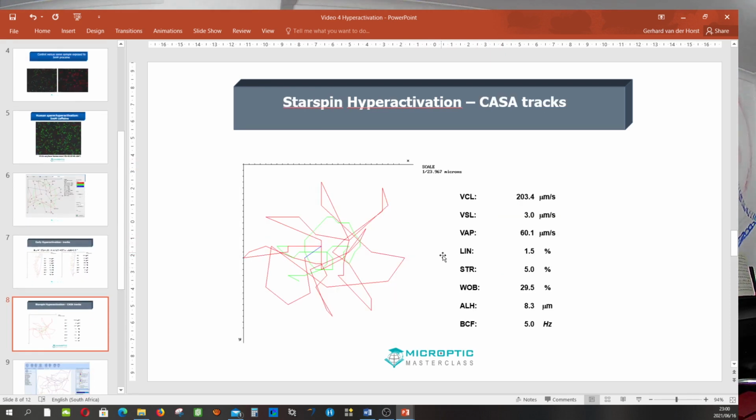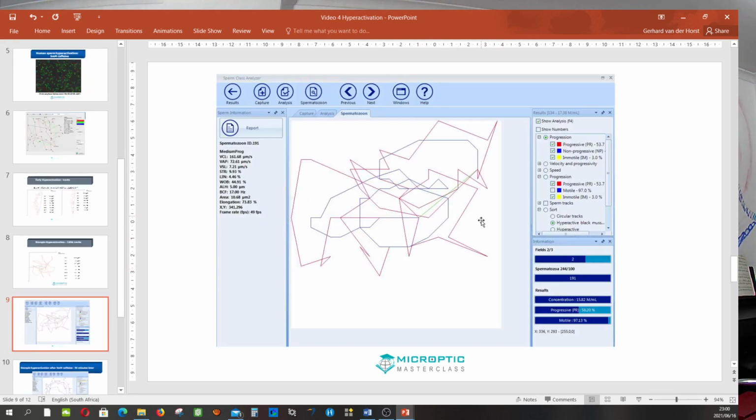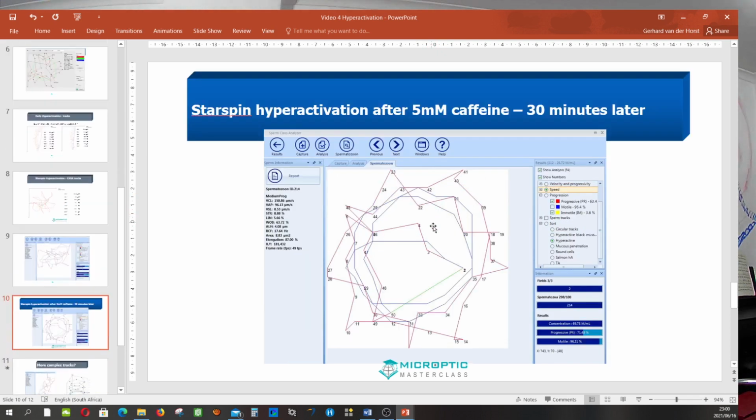And here are some of the forms. This is how it looks within the CASA program of the SCA MICROPTIC. And you can see we have these beautiful patterns, and these are each one representing 1/50th of a second. You can see 1, 2, 3, 4. Every time we represent it, in this instance, as a 50th of a second.